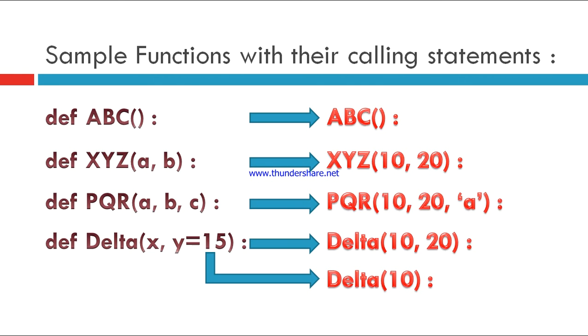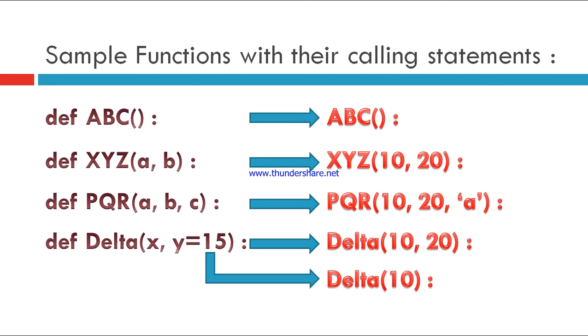10 is going to be stored in variable a. 20 is going to be stored in variable b. Then A, alphabet A, is going to be stored in variable c. So pqr 10, 20, A is the proper calling of this function. Right? If we skip any input argument from this calling, this function will not execute at all. It is the restriction. The total number of arguments should be satisfied in the function calling statement.